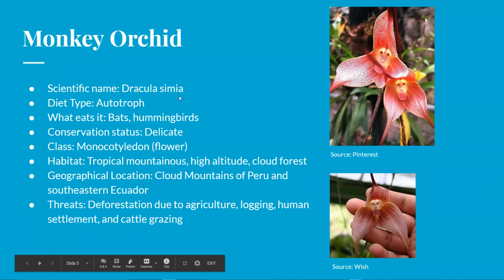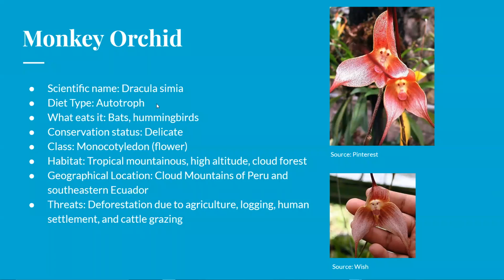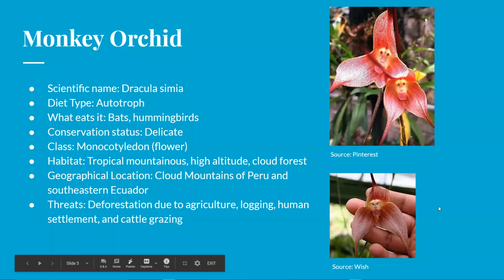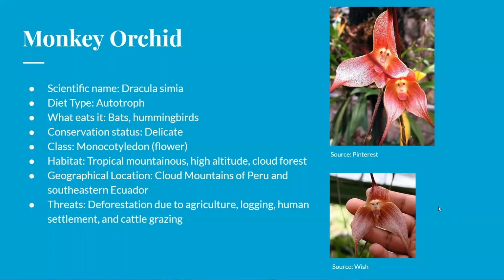So obviously it's a plant, so it's an autotroph, which means that it makes its own food using photosynthesis and sunlight. And then what eats it? Its predators are bats and hummingbirds, and its conservation status is delicate. So it's not quite vulnerable and it's not quite endangered, but if some changes are made, the population of monkey orchids could definitely decrease rapidly. And then it's a type of flower essentially, as you can tell.